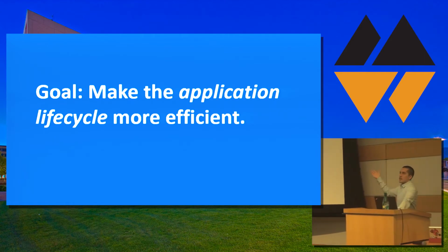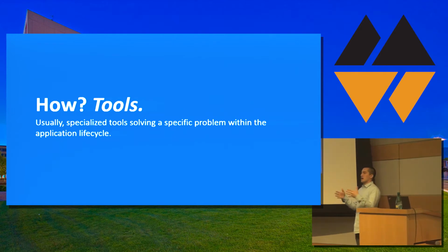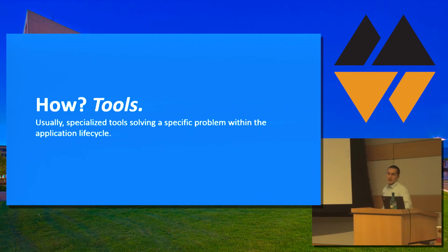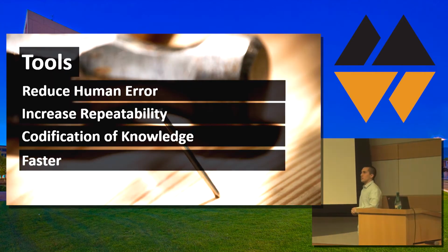But how do we make this application lifecycle more efficient? It's the same way humans have been making things more efficient forever, and that's tools. So basically, we do something crappy one time, or we duct tape something together one time, and we learn about it, and we enhance and refine that process until we can get it into a form that is a tool. And these tools reduce human error. We're humans, even if we do something 100 times, the 101st time we might mess up. It happens.